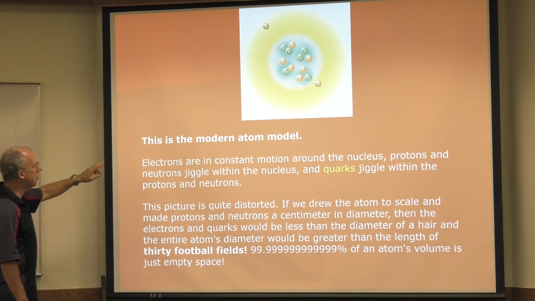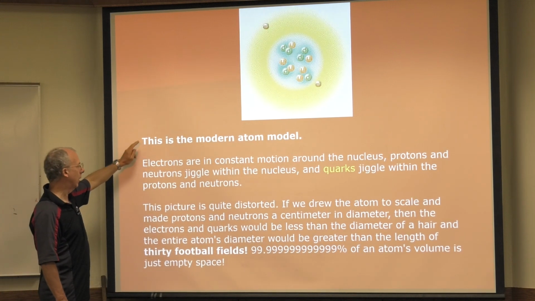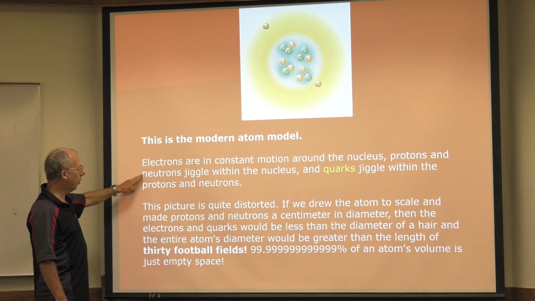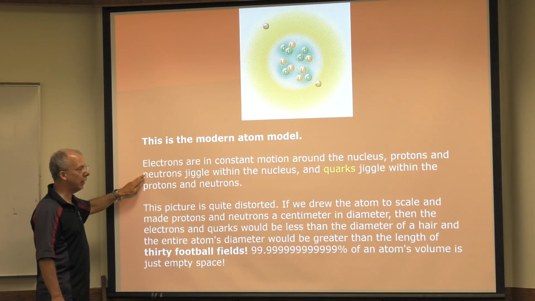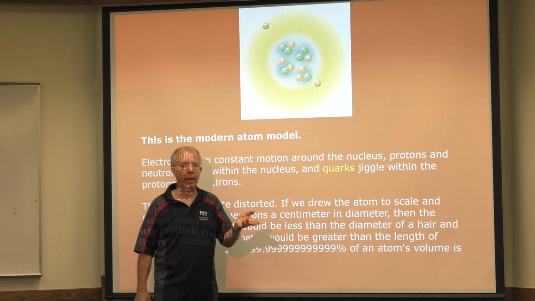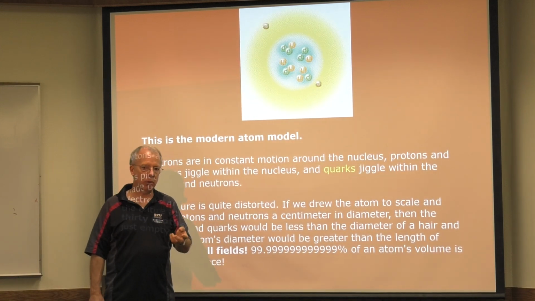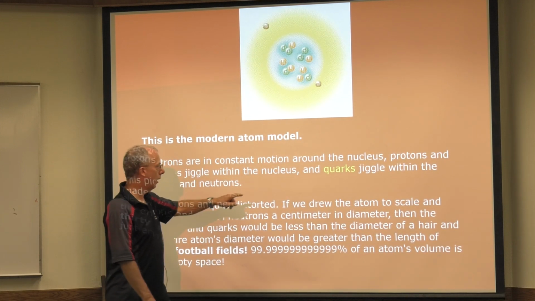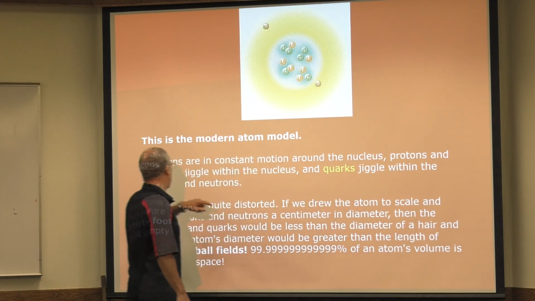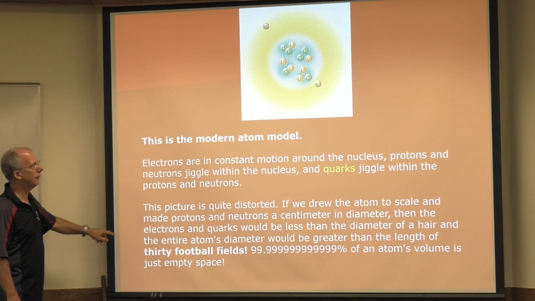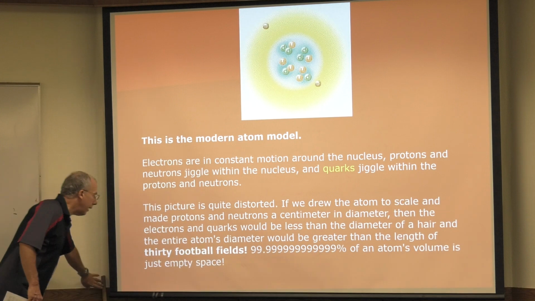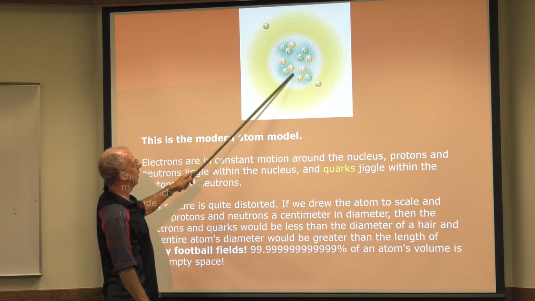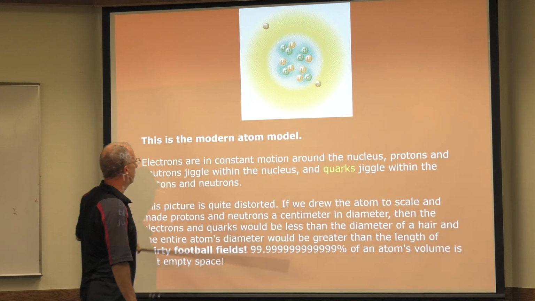This is the modern atom model. Electrons are in constant motion around the nucleus. Protons and neutrons jiggle within the nucleus. And we now know that there are smaller things than protons and neutrons. They're called quarks. Quarks make up protons and neutrons, and quarks jiggle within the protons and neutrons. So there you go, right? Here are the electrons, here are the protons and neutrons, and these are the quarks.